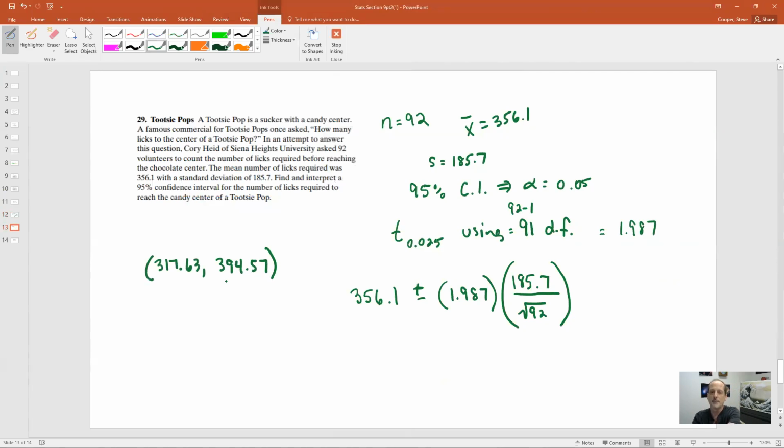So we are 95% confident that the actual number of licks required to reach the candy center of a Tootsie Pop is between 317.63 and 394.57 licks. Important stuff.